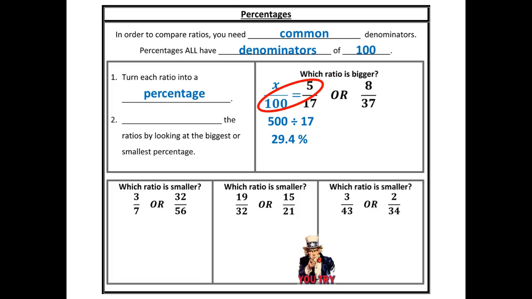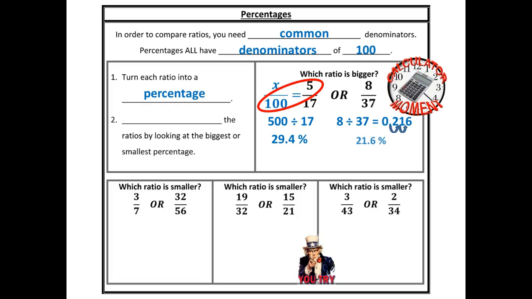There's a more calculator-driven method. So we could just divide 8 divided by 37 in a calculator. That gives us a decimal answer. So I need to turn that into a percentage by either multiplying by 100 or moving the decimal two place values. So we get 21.6 as a percentage.